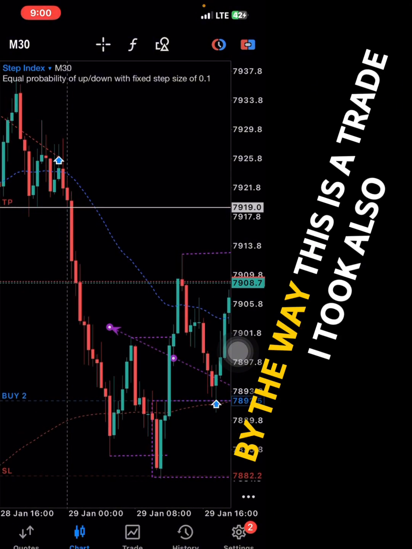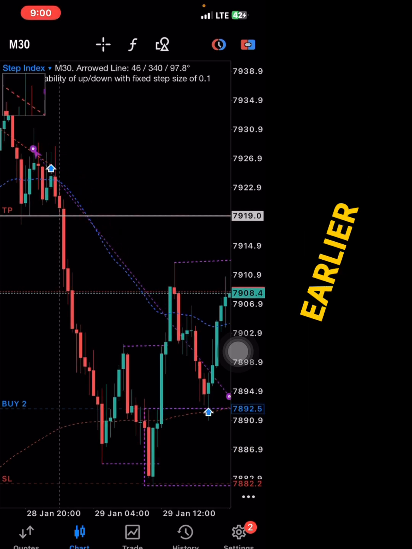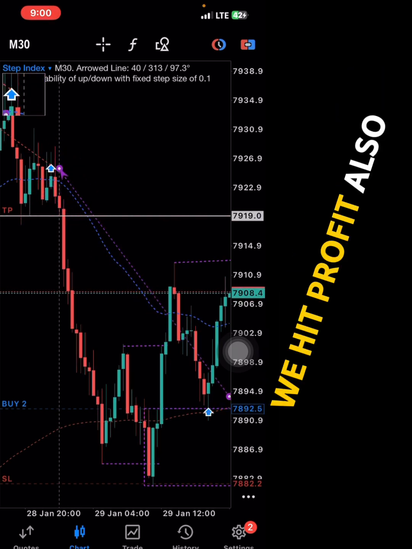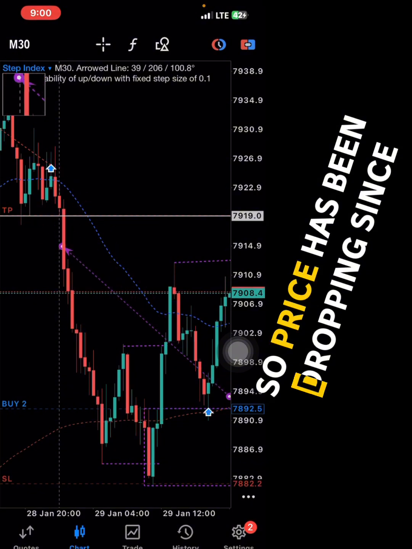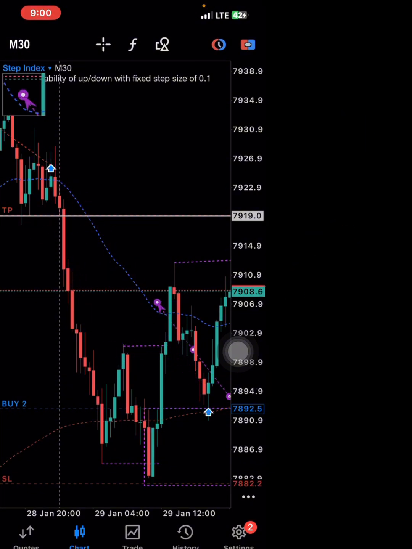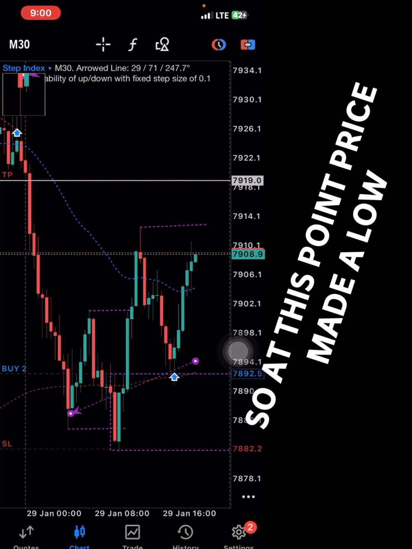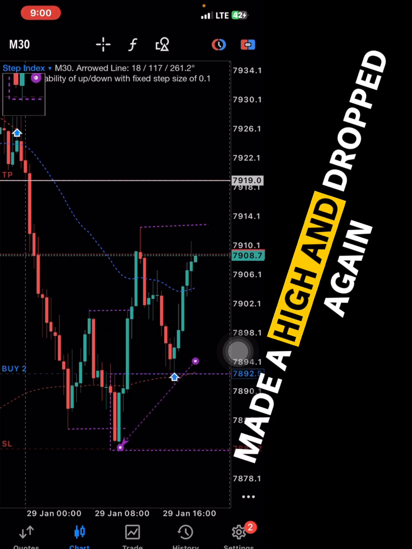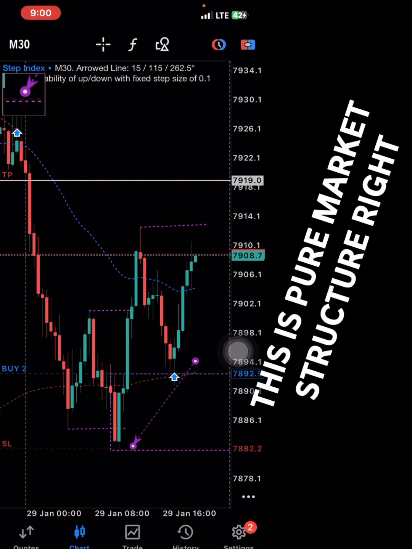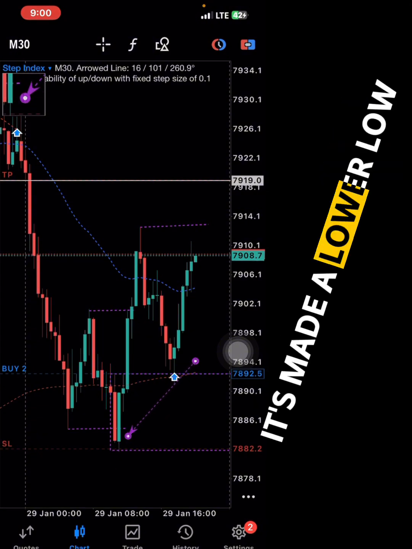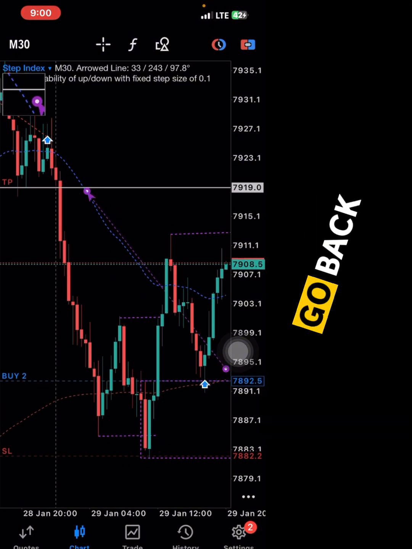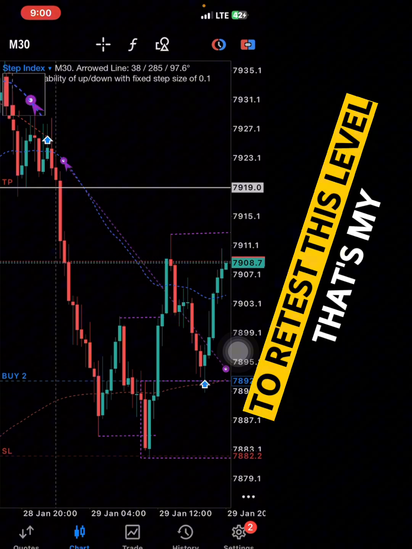By the way, this is a trade I took earlier. I made profit. That was yesterday actually. We hit profit also, so price has been dropping ever since then. At this point, price made a low, made a high, and dropped again, made a lower low. This is pure market structure, right? It's made a lower low because I'm expecting that price should go back to retest this level.